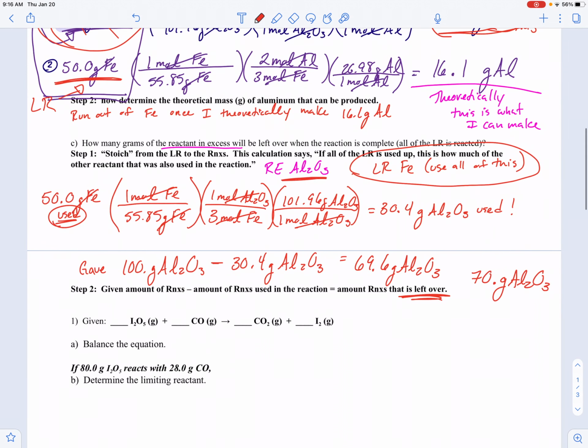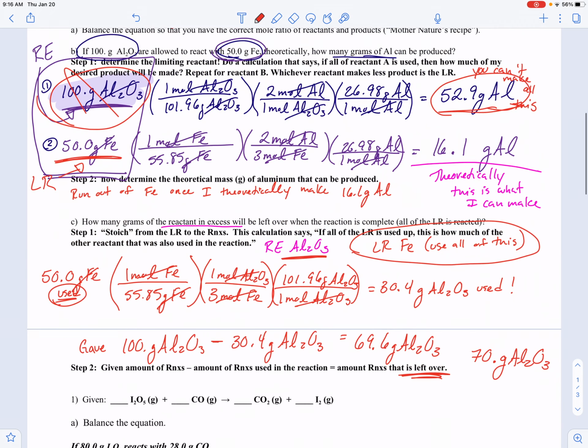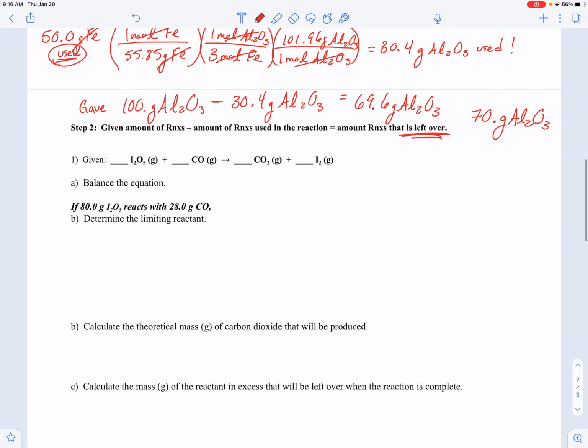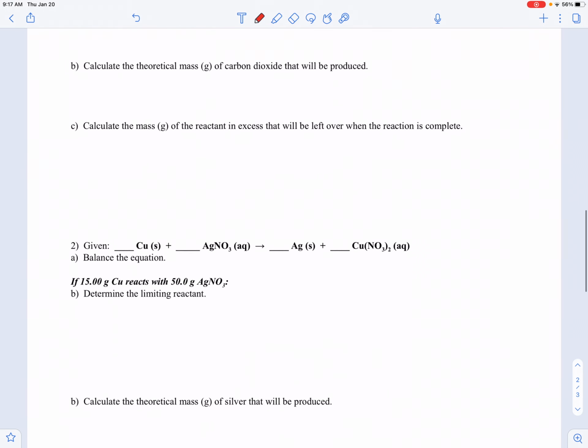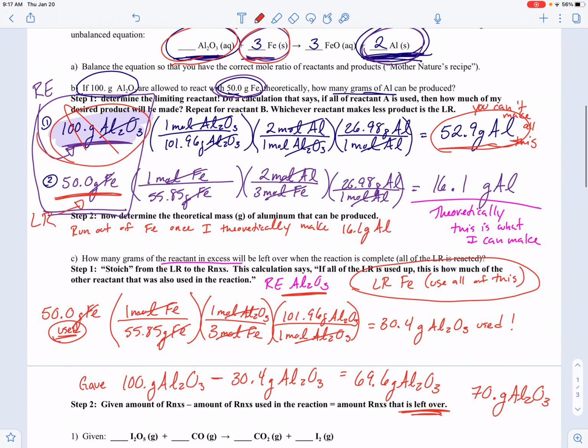So that's how you would solve a limiting reactant problem. What I'd like you to do is go ahead and try the next couple problems using the same format. Again, there are alternative ways of solving these limiting reactant problems, and if you'd like to know what they are, feel free to reach out to me.